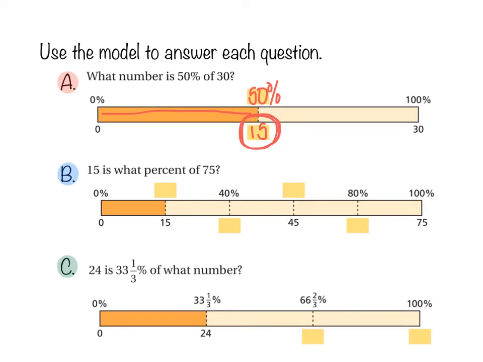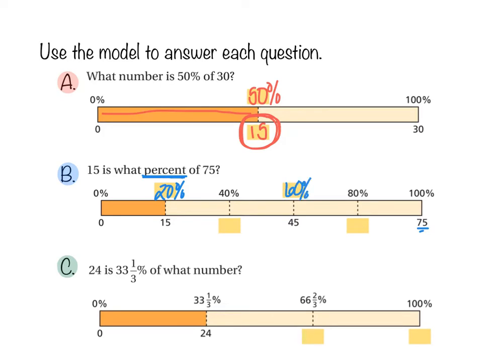For B here, it says 15 is what percent of 75. So because it says what percent, we're looking for one of the percent answers. So, okay, we've got 0 through 75 written on the bottom here, and then they've counted off by 20%. So you can see they've got 20%, 40%, that missing blank there would be 60%, 80%, and 100%.